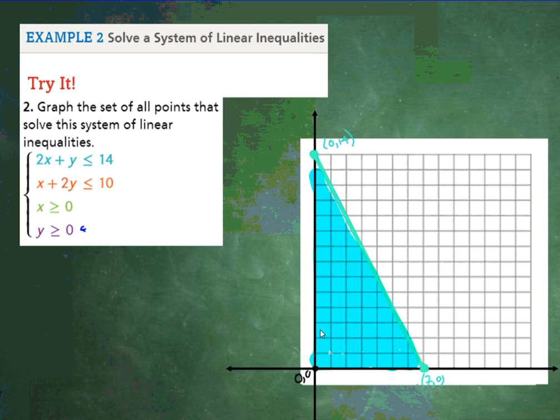Let me get an orange pen. So if I plug in 0 for x, that goes away. 2y is less than 10, so y has to be 5. So 1, 2, 3, 4, 5. I have this point. So that's 0, 5. Okay, and now if I go get my pen again, and I let y become 0, x is 10. So that's 7, 8, 9, 10. Here's this point, and this is 10, comma 0. So now let me go ahead and connect those dots.